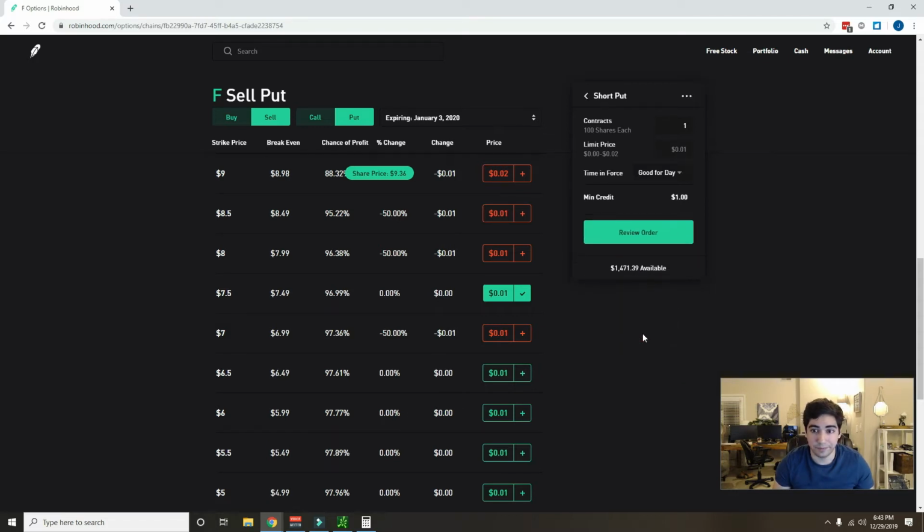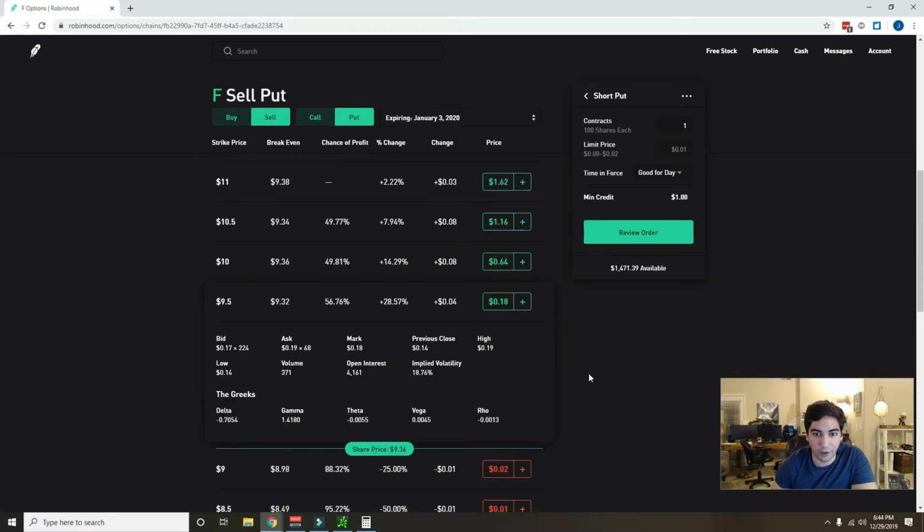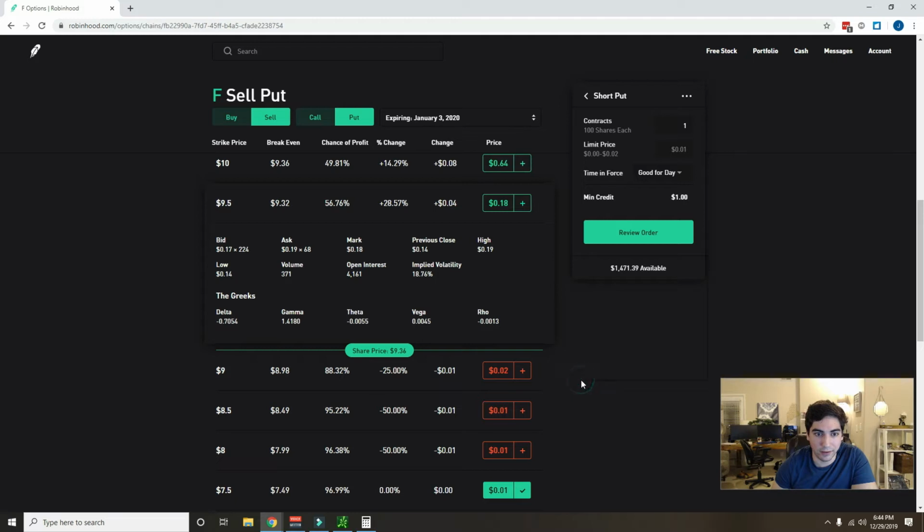Not too fun. So you don't have much playing room selling puts. If they're really safe, you're not going to make a lot of money. You can only really make money if it's a higher chance scenario.